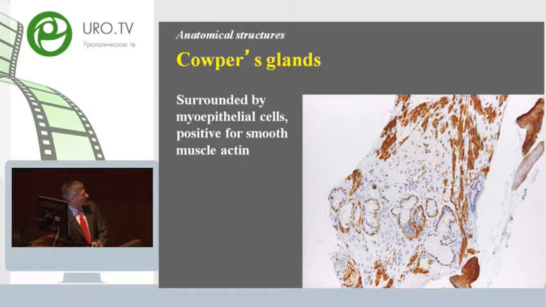I think we can go on to this one. If you are not certain about the diagnosis, you can do immunohistochemistry. This is a smooth muscle actin stain, which is positive in muscle cells here, and also in myoepithelial cells around these glands. This is not seen in the prostate, only in Cowper glands.